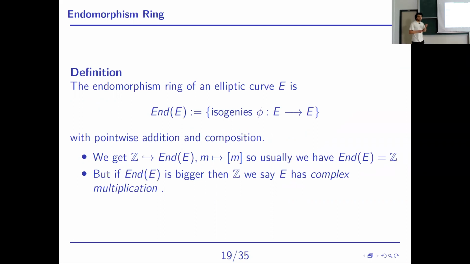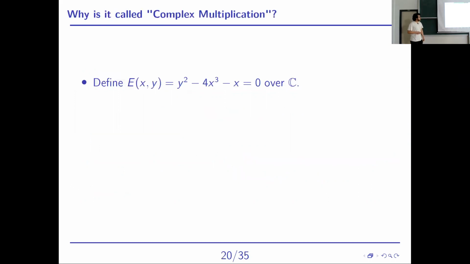And as we have seen, each integer gives an isogeny. So we can embed the integers into the endomorphism ring of an elliptic curve with this map. And most of the time, that is the whole story. The endomorphism ring is equal to Z. But in the special case where the endomorphism ring is bigger than Z, we say E has complex multiplication. And I would like to explain where that name comes from.